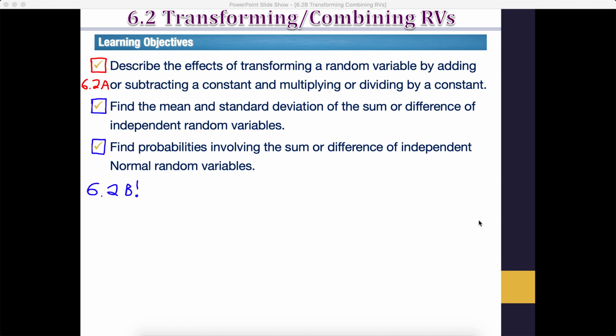Hey folks, it's Murphy here, doing an AP Stats video on section 6.2b, which deals with not the transforming part, but the combining part of transforming and combining random variables.